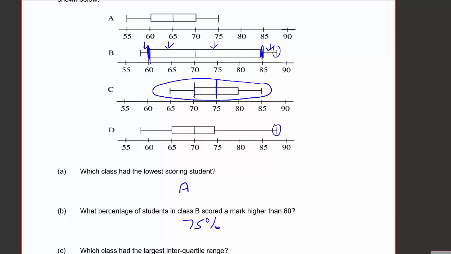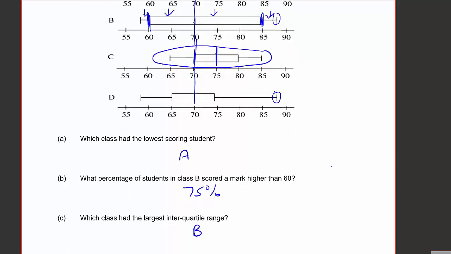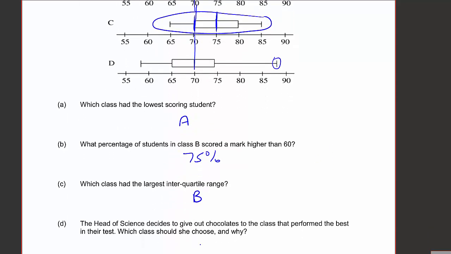Not only that, but the lower quartile is very comparable with the median for this group and the upper quartile for this group. So on average, C did better. So C, and the reason why, well, we've discussed those. You need to get a reason down.